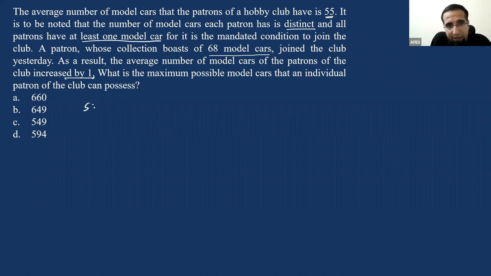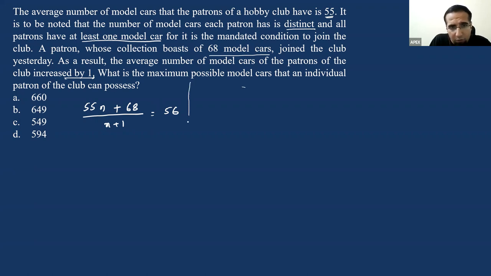So I can write, let's say there are n people. 55 into n is my sum total, average into number of terms. Plus a person with 68 is joining. Divided by n plus 1 is equal to 56. So you will get the value of n from here, right?